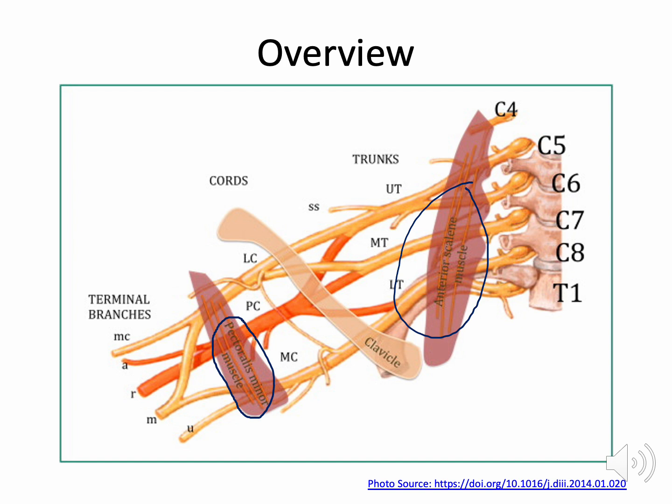So here we have C5 to T1 as roots. For trunks, we have 3: UT as in upper trunk, MT as in middle trunk, finally LT as in lower trunk. Now we can move on to the divisions. The divisions are not labeled here, but I can show you the 3 posterior divisions and 3 anterior divisions.